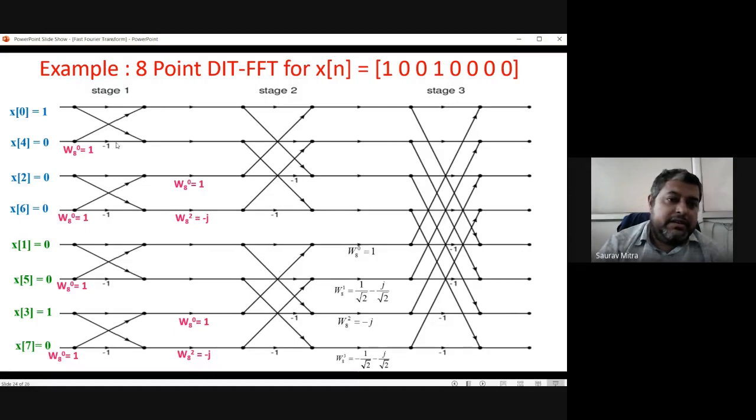Again, you can check here. First, they are having minus 1, minus 1, minus 1, minus 1. So there are 4 minus 1s in stage 1. There are 4 minus 1s in stage 2, which is nothing but the 4-point FFT. And there is the 8-point FFT, so the mixture of all lines happens in stage 3.